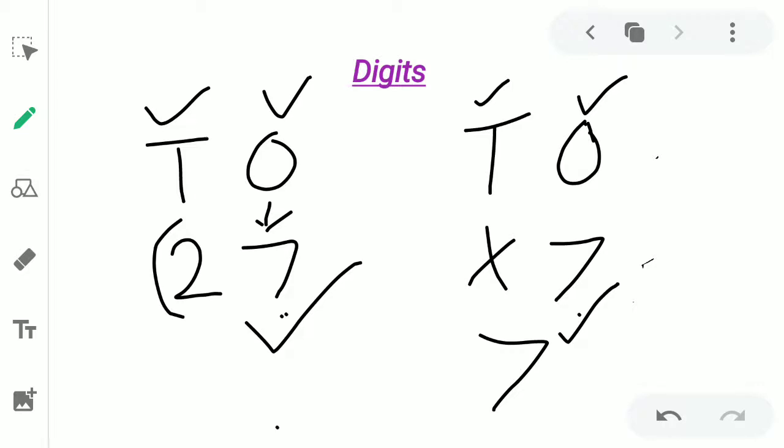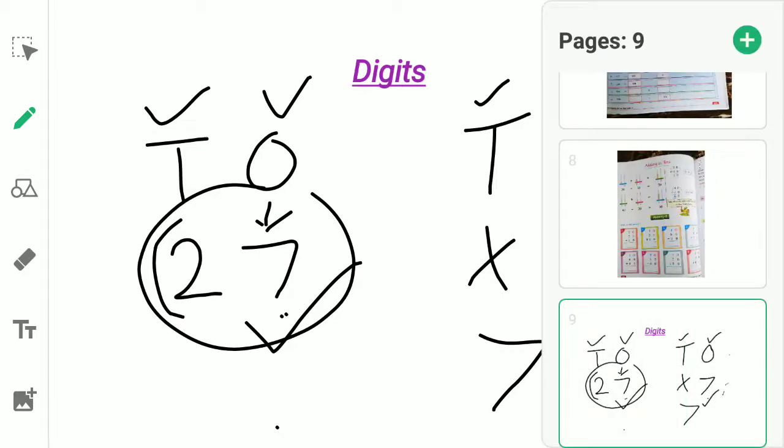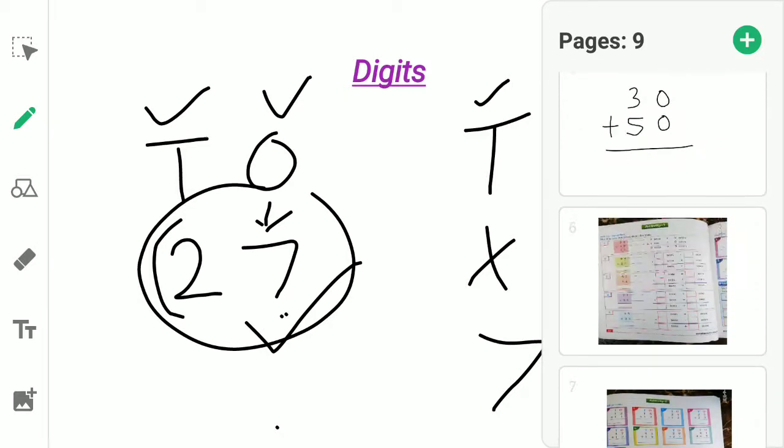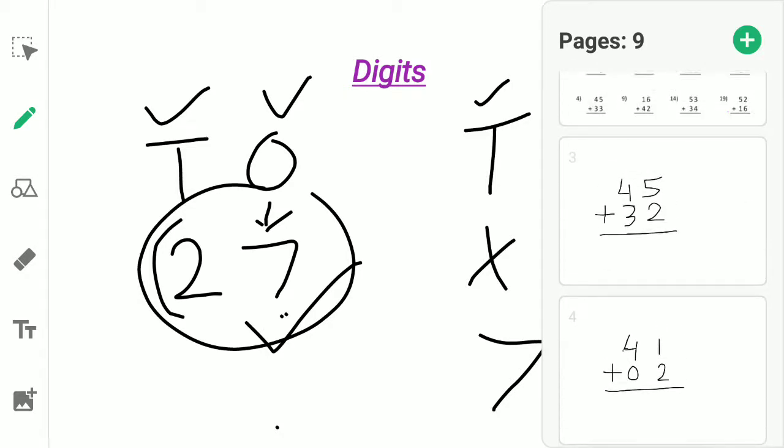So this is the difference: in a one-digit number we have a number only at the place of ones, and in two-digit numbers we have digits at both the places, at the place of tens also and at the place of ones also. So this one is a two-digit number. Now let us start with the addition of two-digit numbers.